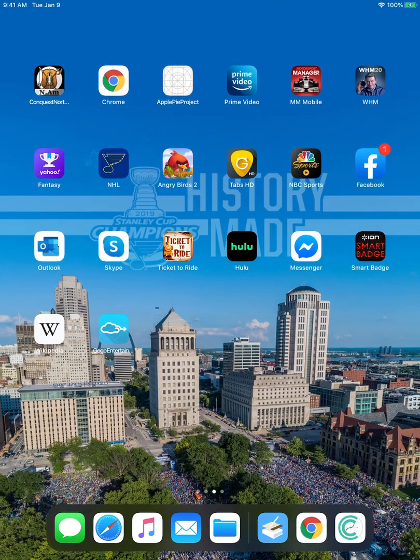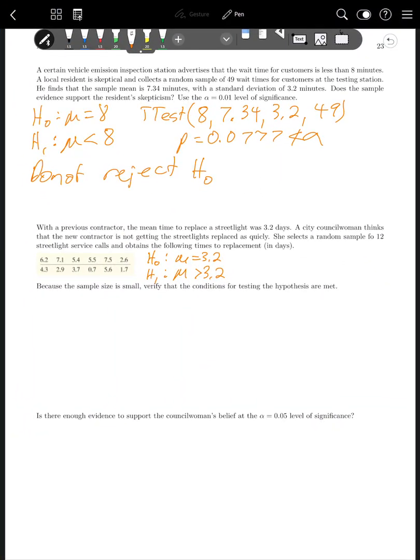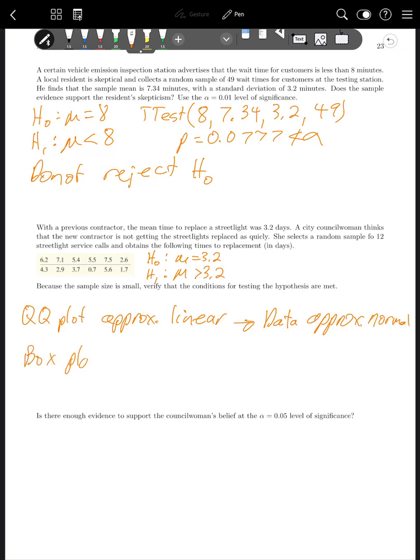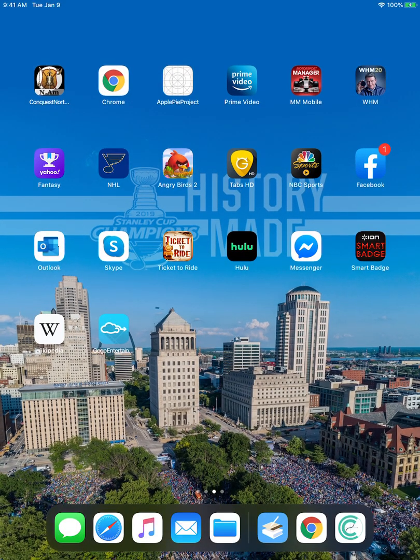Okay, so we can go back here into our notes, and we can say the conditions were met because the QQ plot was approximately linear, which means the data is approximately normal, and the box plot had no outliers. Okay, and so now we can do our hypothesis test.